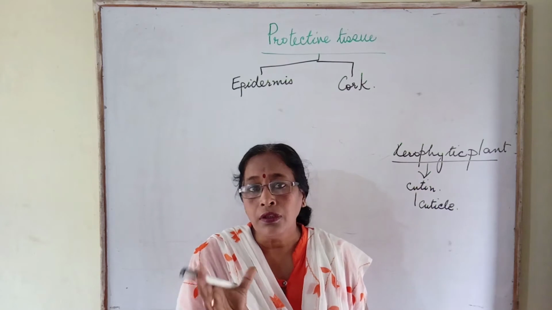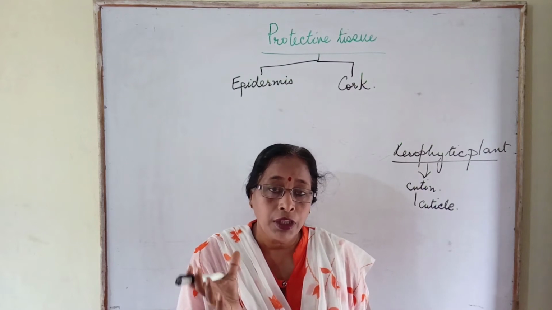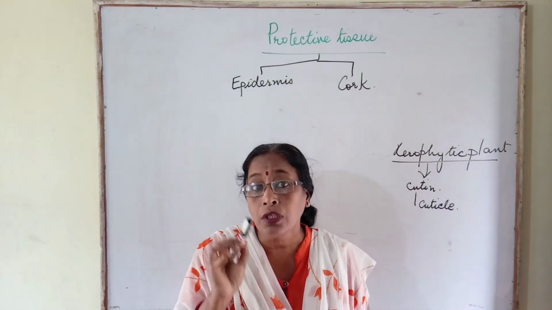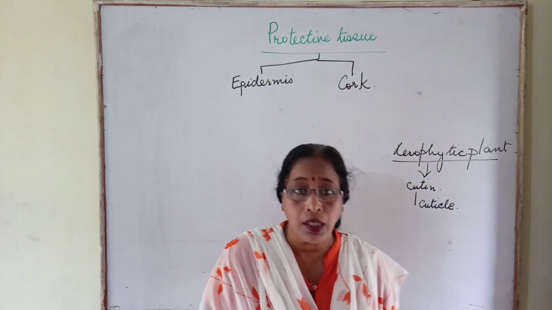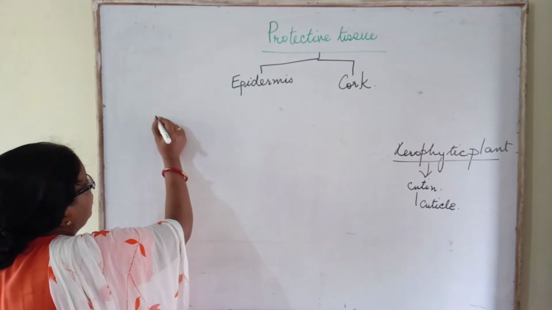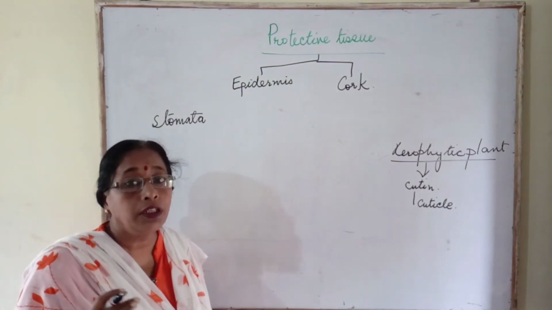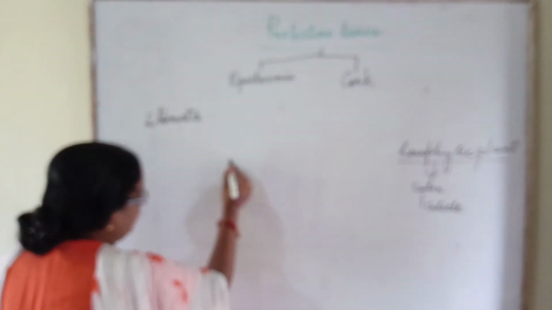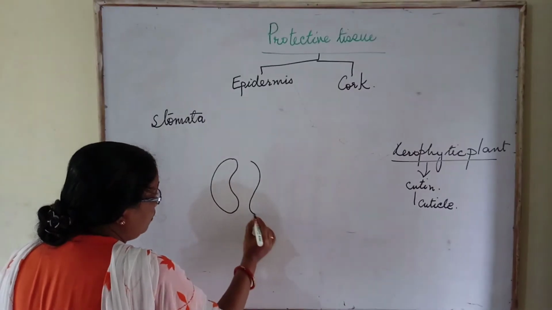All of you must have seen leaves. If you take an old leaf which is turning yellow, and look underneath, on the below surface, you will see dot-like structures. These dot-like structures are known as stomata, which are present in the epidermis. Stomata are found on the leaves and the green parts of the stems. Now let us see the structure of stomata, and then we will learn about the function of stomata.